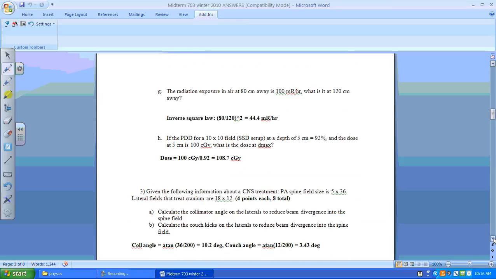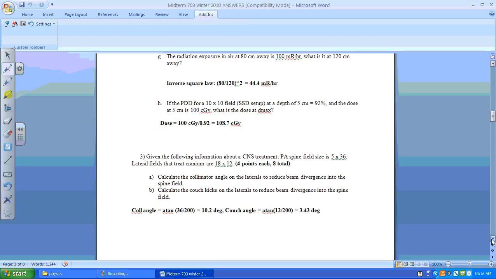The radiation exposure in air at 80 centimeters away is 100 ml per hour. What is it at 120? So that's just basic inverse square calculation. If the PDD for a 10 by 10 at a depth of 5 is 92 and the dose at 5 cm is 100, what's the dose at Dmax? So again, you know the definition of PDD. It's just dose at depth divided by dose at Dmax.